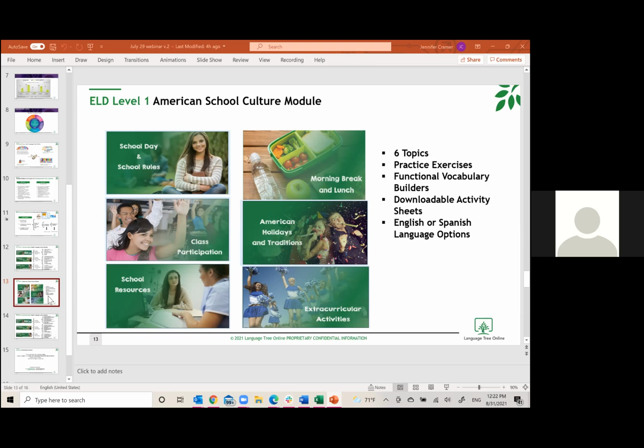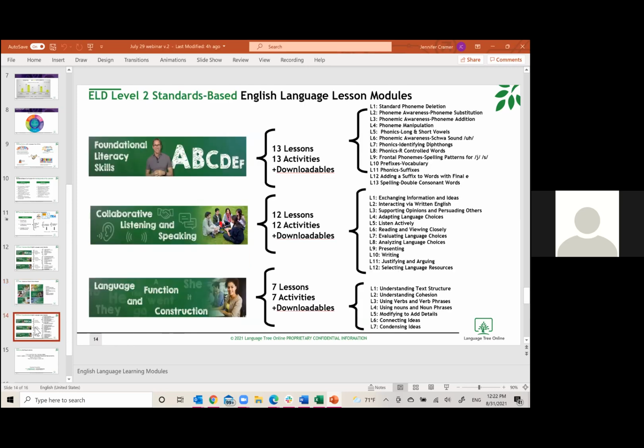Okay, I'm going to jump ahead. I think we're done talking about American school culture, and I just want to spend a minute here and talk about our ELD Level 2 lessons. You can see it's set up exactly the same way as Level 1. And again, it's the same teaching style where the virtual professor provides the lesson input.